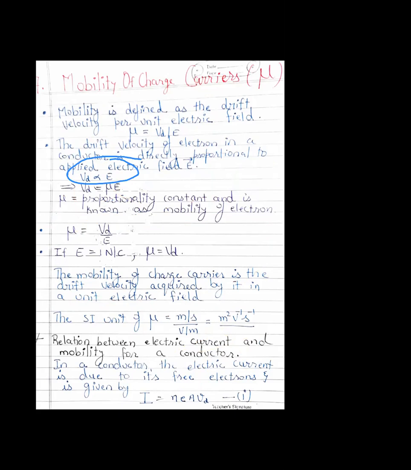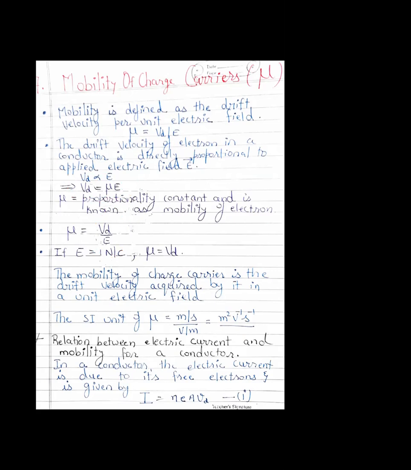If we remove the proportional sign, a constant will appear, and that constant is mu. So mu is the proportionality constant, and it is named the mobility of electron. If we make mu the subject of the formula, E will go down, that is mu equals Vd by E, right?